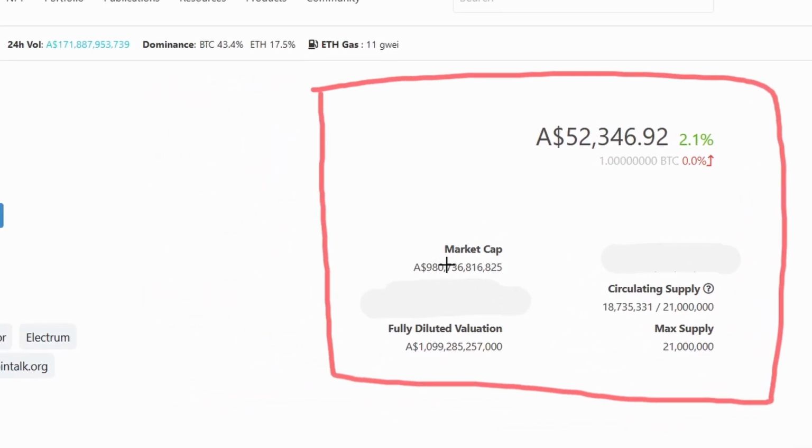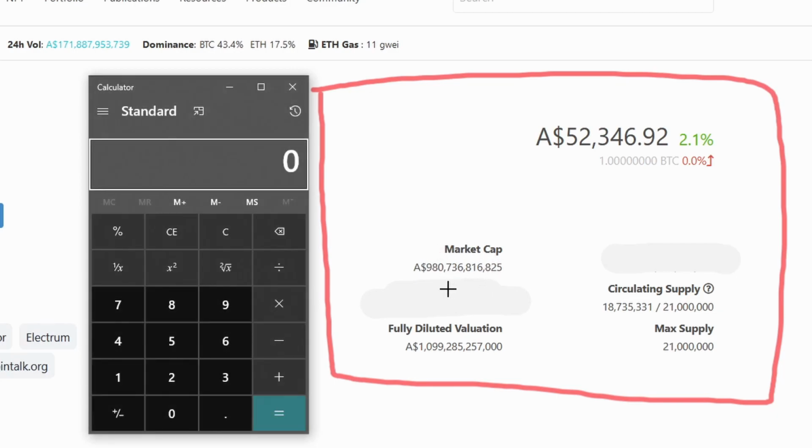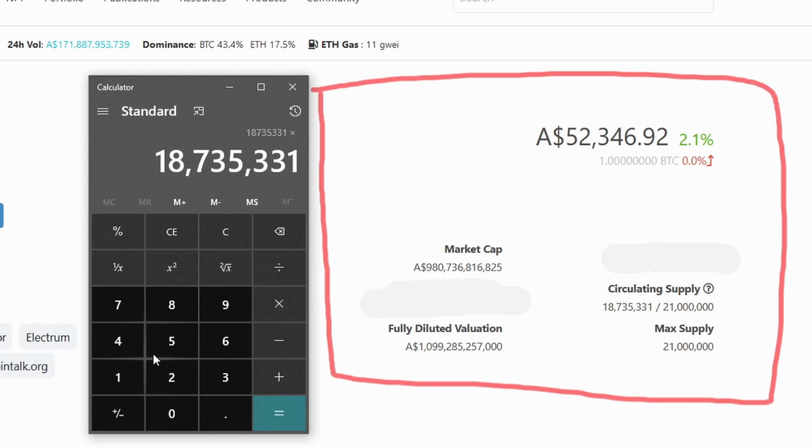Now, coming back to market cap, you might be wondering where this number came from, but basically, if we take the circulating supply, so about 18,735,331, and then we multiply it by the current price of one token, so $52,346, and then we get the market cap, which is basically the current price times the total coins in existence right now. Now we've got the fully diluted valuation, and hopefully some of you might have caught on what fully diluted means. And it basically means the max supply times the price.